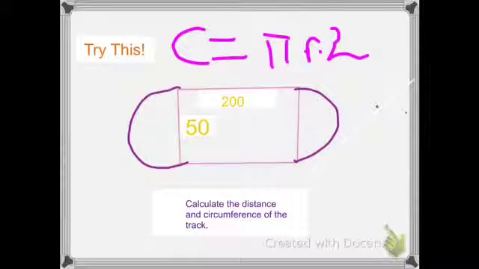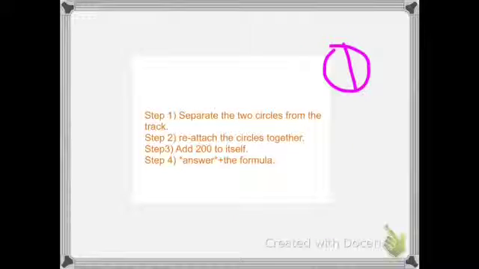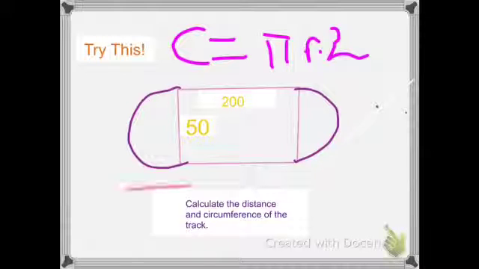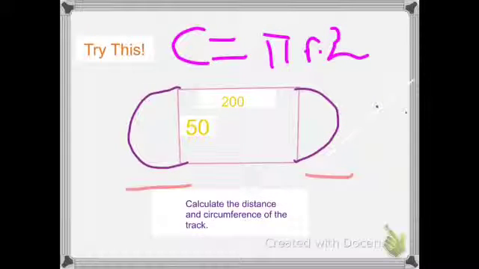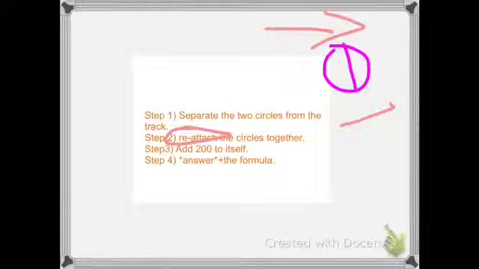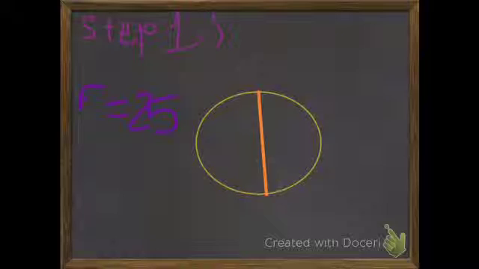To find the circumference of a circle, as you know, the formula is 2 times pi times r. So, we're going to find the distance around the track. First, you have to separate the two circles that are on the ends of the track, and then you're going to reattach them, and it'll look like this. Then, you'll add 200 to itself, because you have to find the perimeter of the whole track. And then that answer plus the formula will get you your answer.